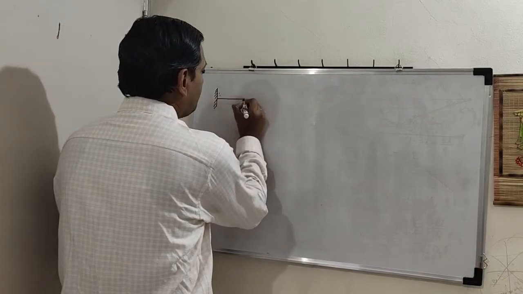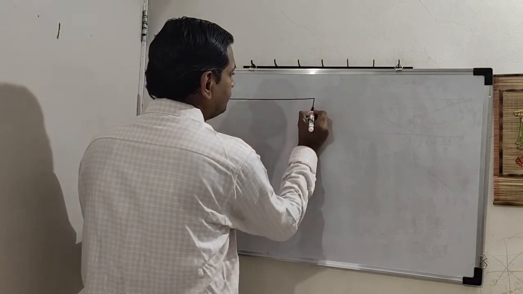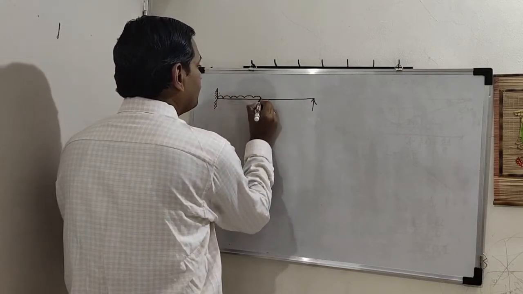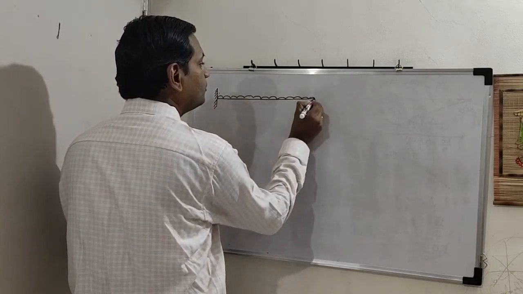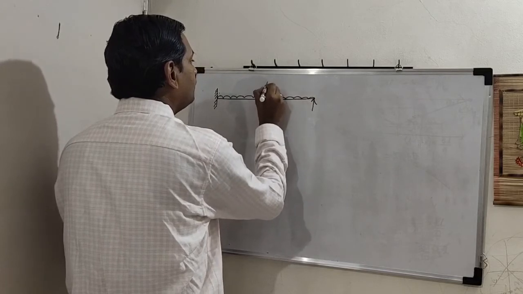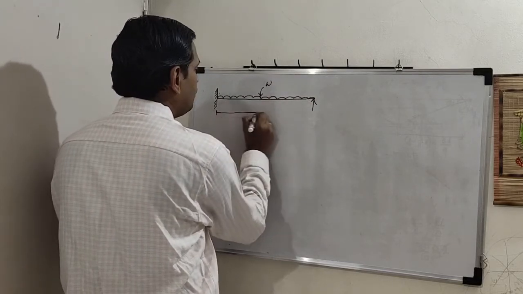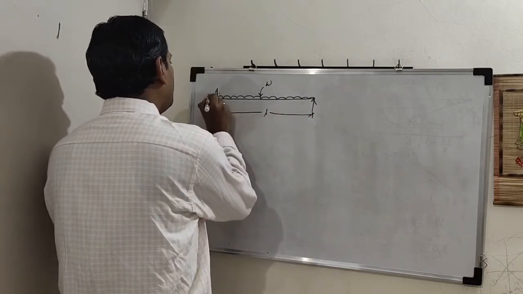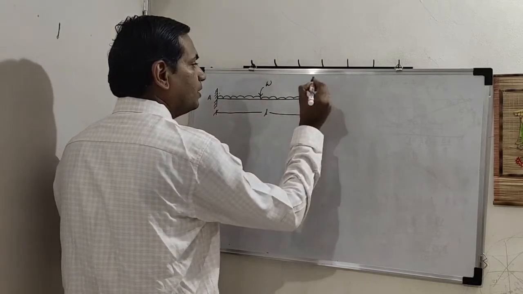So this is a propped cantilever beam subjected to uniformly distributed load W. Its span we shall consider small l and AB is the beam. Okay.